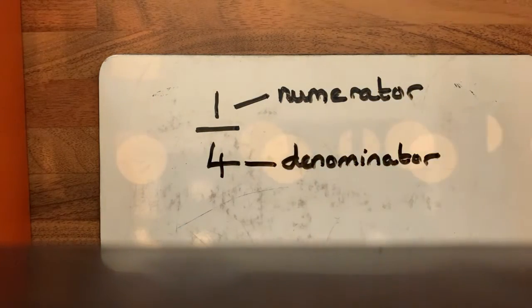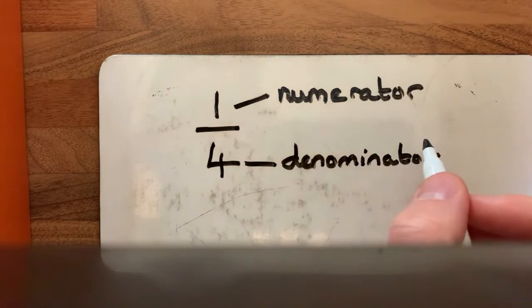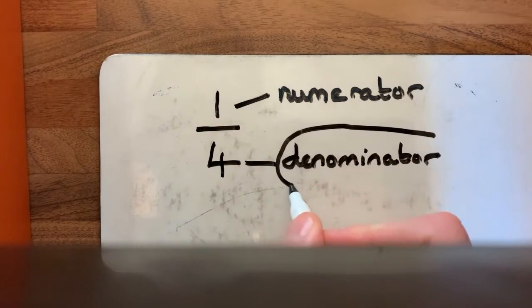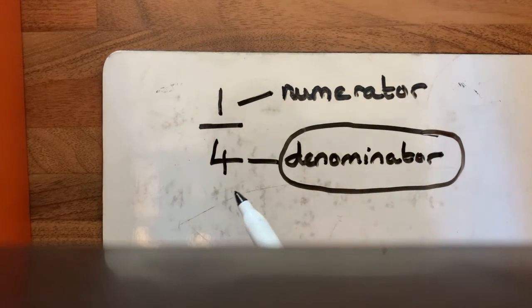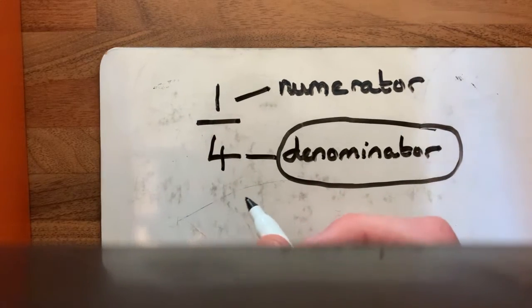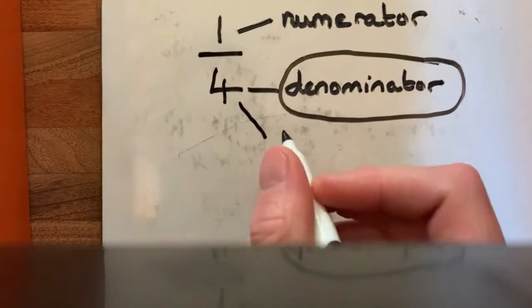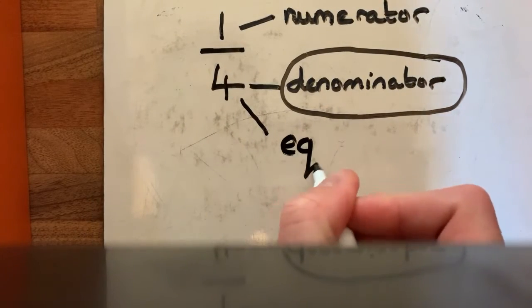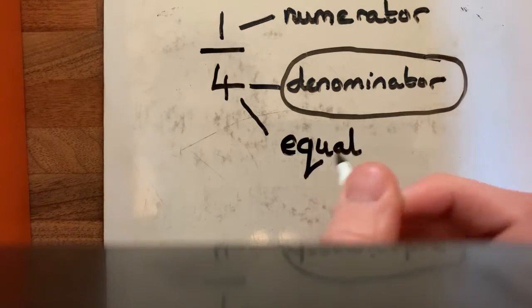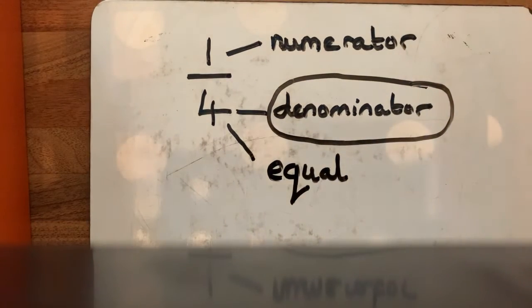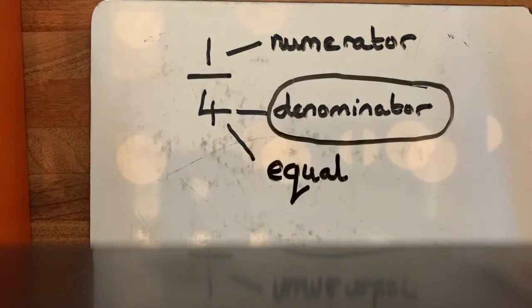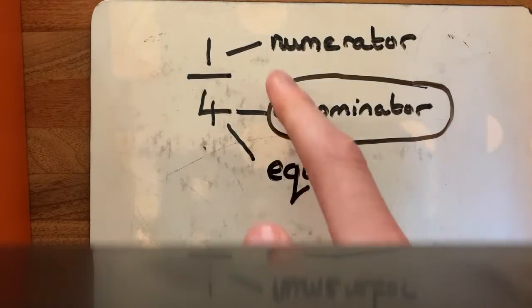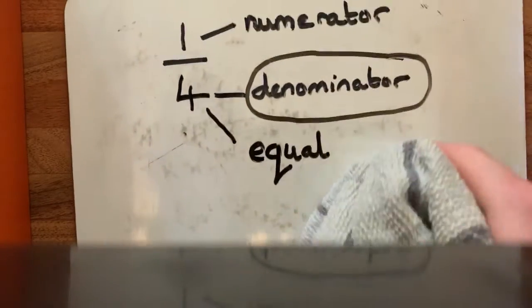The denominator is important because this is what we're going to be breaking the whole down into. For example, if we have a whole this time, we're going to be breaking it down into 4 equal parts, and remember that all of those parts are equal. They're not different in any way. And then the numerator tells us how many of those parts the whole has been broken into we have. In this case, it would be 1.